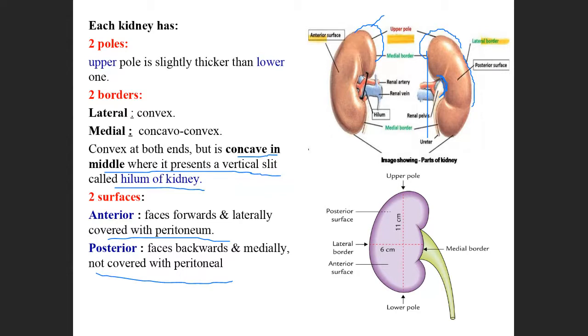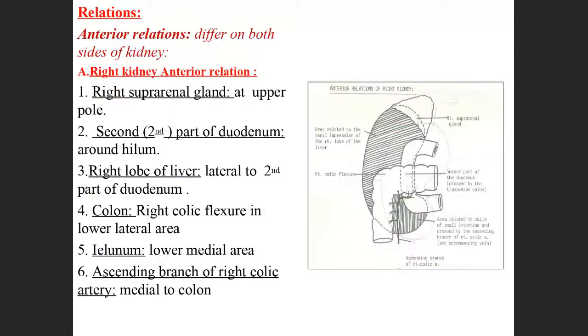Okay, next, the relation of the kidneys. See here, there are two types of relations present in the kidney. One is the anterior relations and the other is the posterior relations. One thing you remember, the posterior relations of both the kidneys are the same.